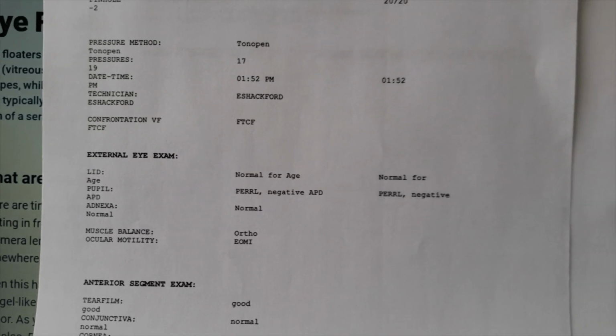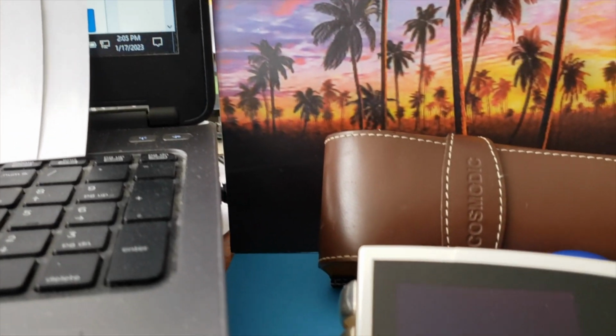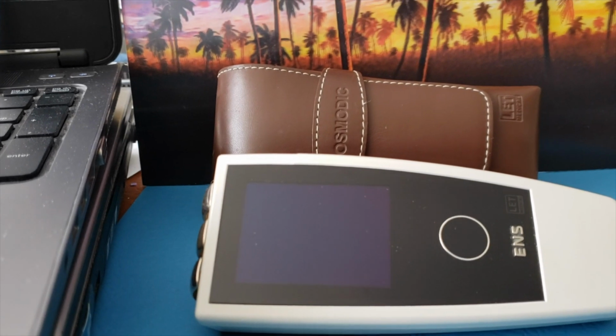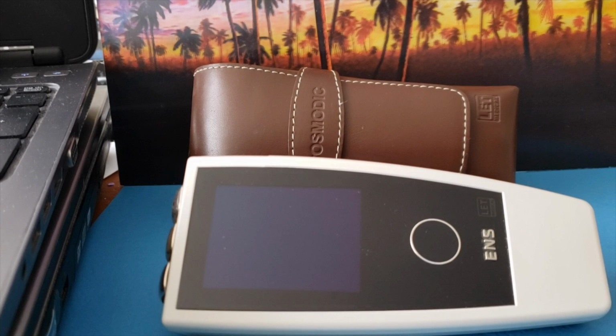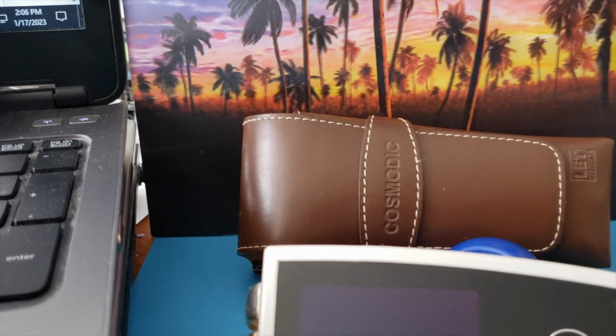But then in March 2020, I bought my ENS, and I started using that. A lot of times I'd put it right on my neck, and I could actually feel my eyes improving. And I was noticing I could see better.